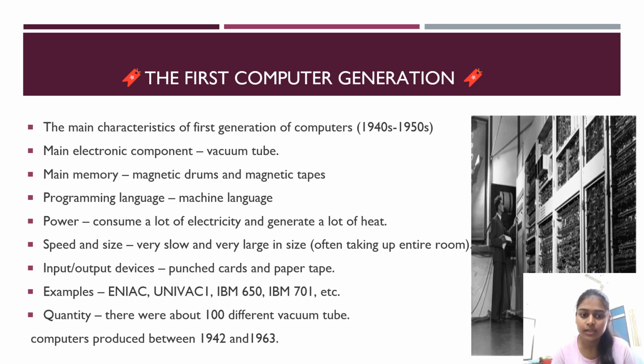The first generation computers are very slow and very large in size, often taking up an entire room. Input and output devices are punched cards and paper tape. Examples like ENIAC, UNIVAC, IBM 650, IBM 701, etc. Quantity: there were about 100 different vacuum tube computers produced between 1942 and 1963.